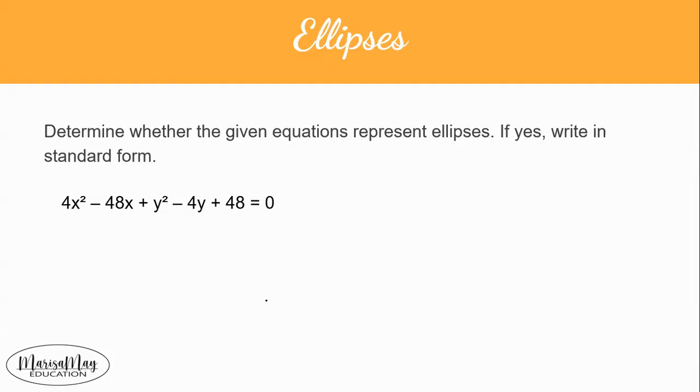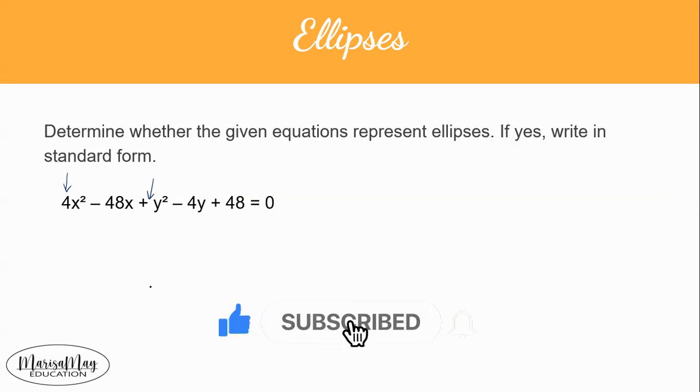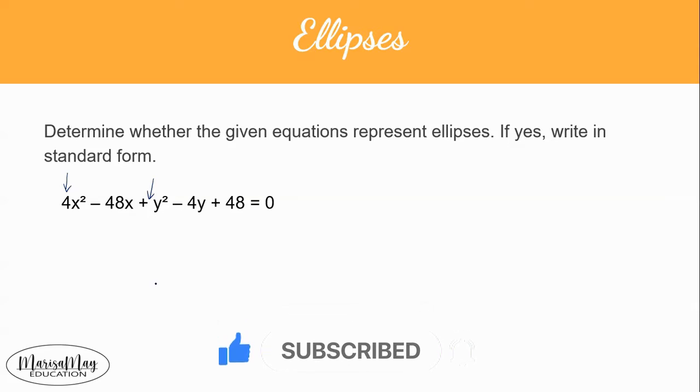In this video, we will take a look at the standard form of a conic section, trying to determine if it is an ellipse. Now, we could easily type this in the Desmos calculator, but I also want to point out that the number in front of x squared and the number in front of y squared are both positive. If they are both positive or they are both negative, this indicates that it is an ellipse.